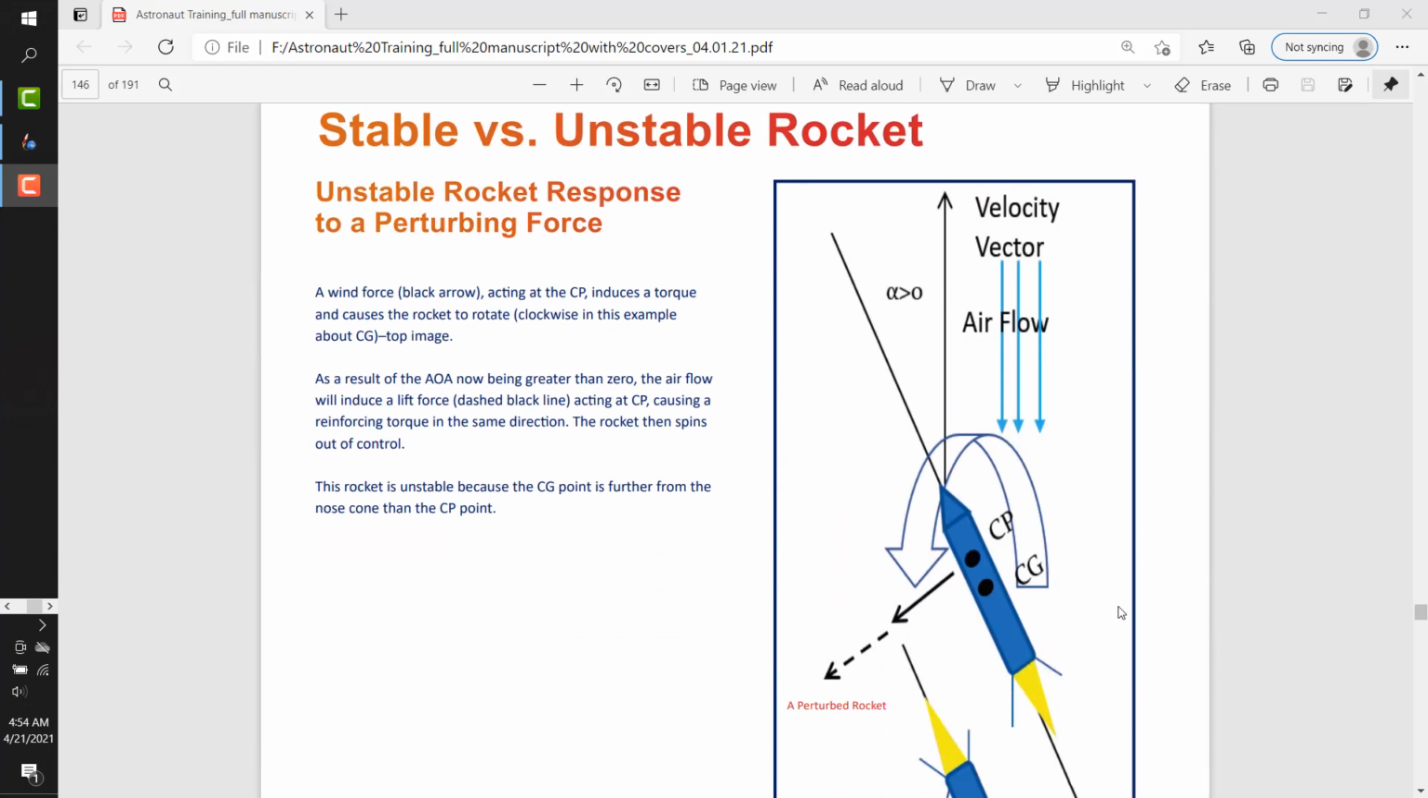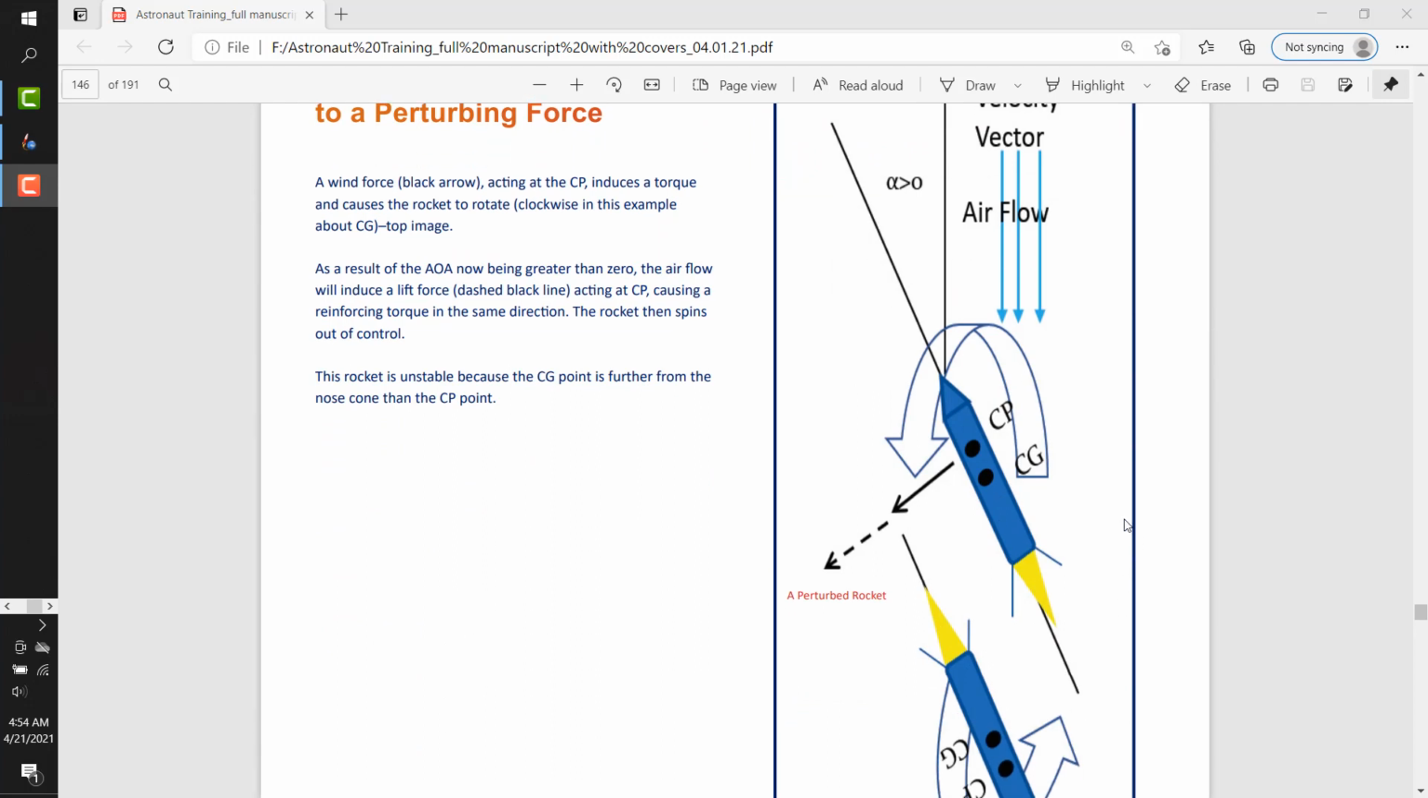Okay, what about an unstable rocket? Okay, so again, a wind force acting at the center of pressure. Now the center of pressure is up here. Wind force is the black arrow, causes the rocket to rotate. Okay, it's going to rotate this way now because it's going to rotate about the center of gravity. As a result of the angle of attack now being greater than 0, the airflow will induce a lift force acting at the center of pressure, causing a reinforcing torque in the same direction. The rocket now spins out of control. This rocket is unstable because the center of gravity is further from the nose cone than the center of pressure.